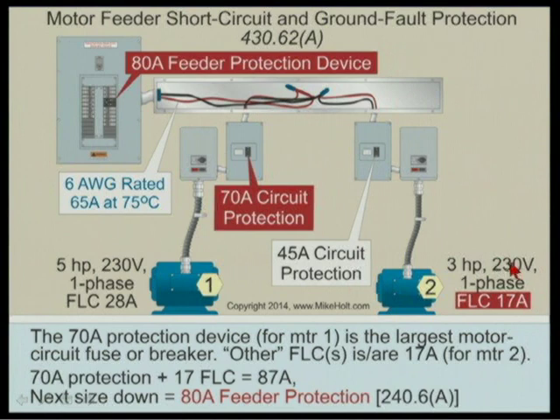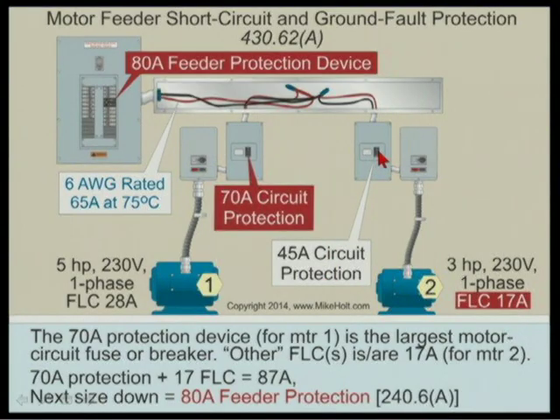How about a 3 horsepower motor that draws 17 amps? So 17 times 2.5 is 42.5, and it doesn't correspond to a standard size, right? Therefore, branch circuits can go up to the next standard size. I get a 45 amp branch circuit protection. I have a 70 amp feeder protection. The feeder protection device is sized no greater than the largest branch circuit protection, 70 amps, plus the full load current of the other motor.